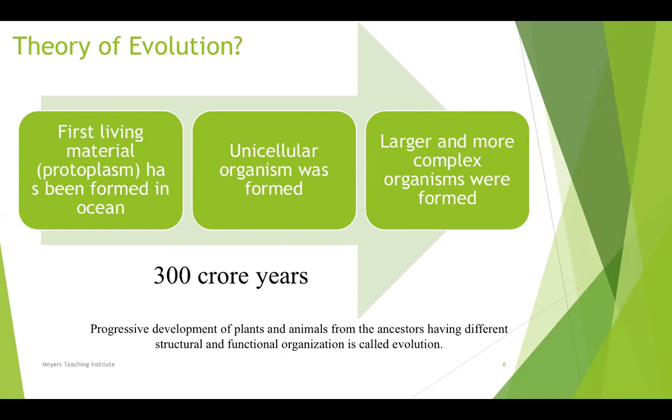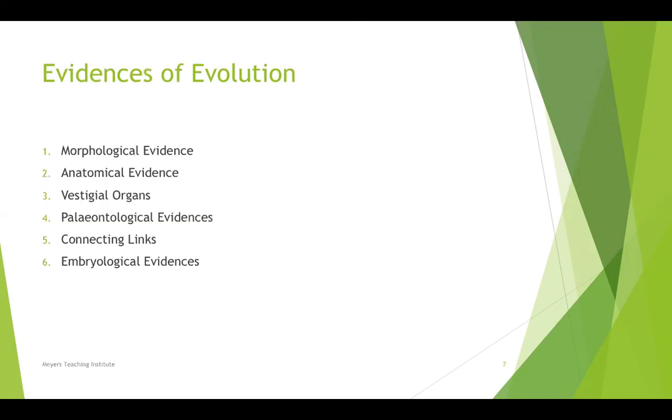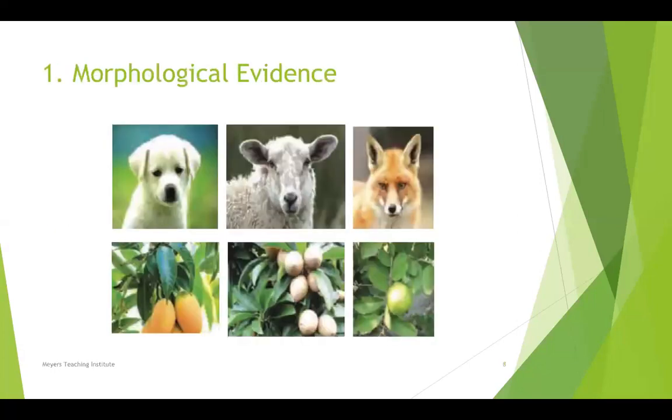In order to support the overall concept of evolution, a lot of people have worked in this area and have come up with different evidences to prove it. Some of these evidences include the morphological, anatomical, vestigial and paleontological evidences, the connecting links, the embryological evidences, and many others, but we will focus on these as per the syllabus. Connecting links can be better understood once we understand the way animals and plants have been classified over this whole period of time. Anyway, to start with, the first evidence under evolution is the morphological evidence.